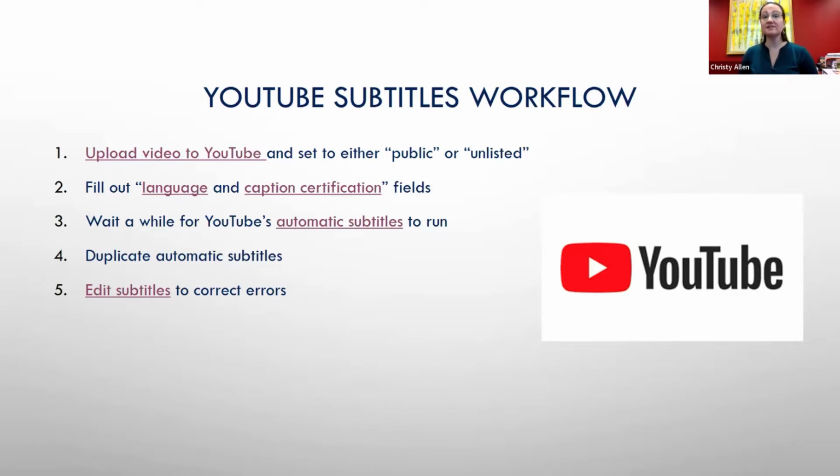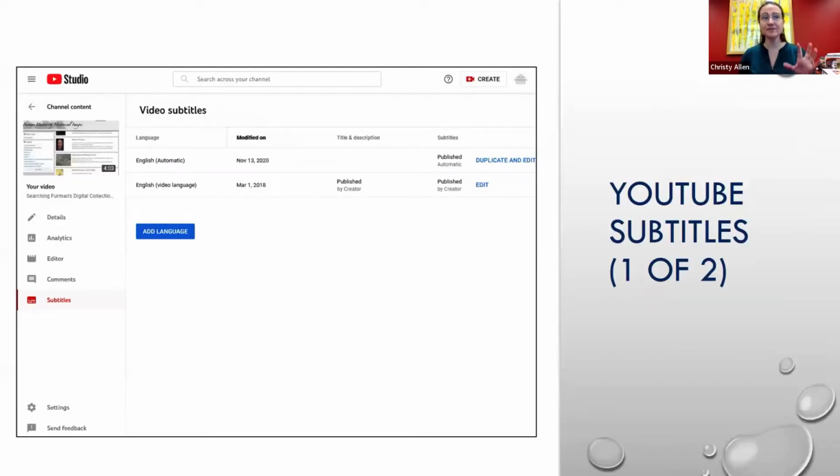Once the automatic subtitles are run, you can then edit them to fix the errors. So let me show you what that looks like. So here is YouTube Studio. And when you're in YouTube Studio, you select the video that you want to do your subtitles on, and then you click the little subtitles button down here.